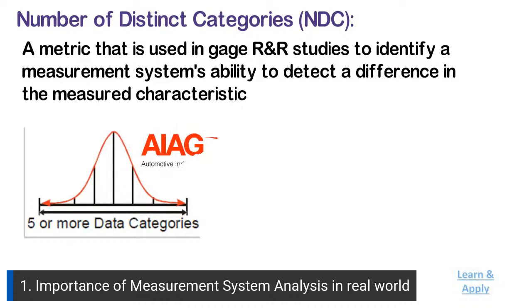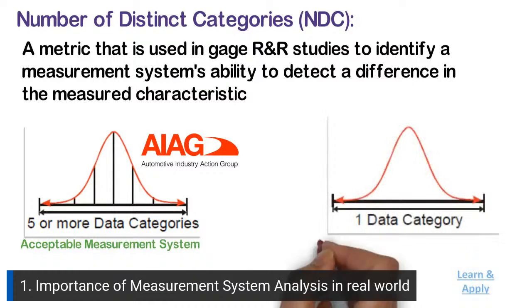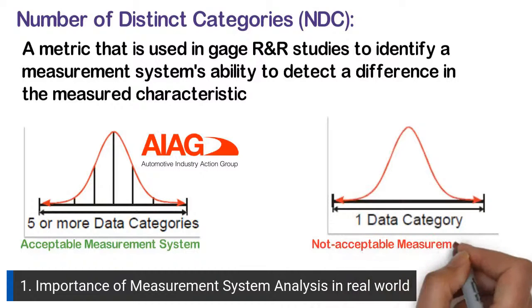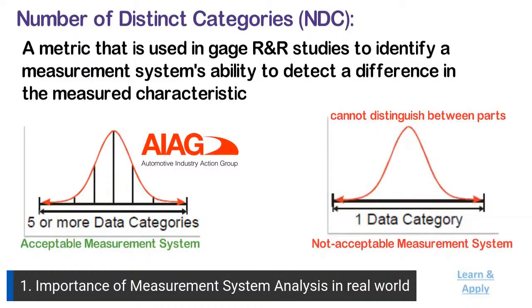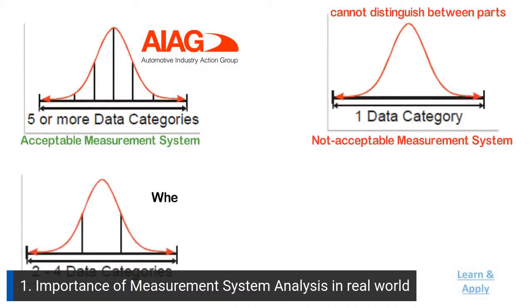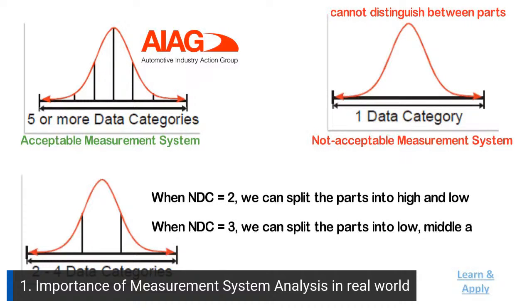The Measurement System Analysis Manual, published by AIAG, recommends that 5 or more distinct categories indicates an acceptable measurement system. Usually, when the number of distinct categories is less than 2, the measurement system is of no value for controlling the process because it cannot distinguish between parts. When the number of distinct categories is 2, you can split the parts into only two groups, such as high and low. When it is 3, you can split the parts into 3 groups, such as low, middle, and high.